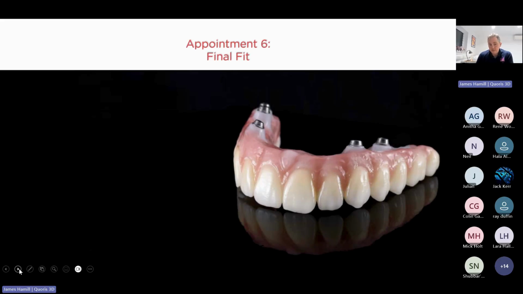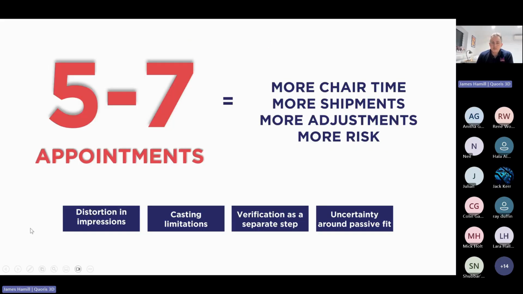Now, quite often you could maybe squeeze that to 5 appointments, but certainly in my hands, many times that ended up being 7, 8 appointments because there were certain things that needed to be done. Maybe there was a communication issue with the lab, maybe there was an impression issue, the metal didn't fit, the bite wasn't right, adjustments, and all of this took quite a bit of lab time. So ultimately we were looking at all of these various stages. The more stages we have involved, the more possibility we have for errors along the way.